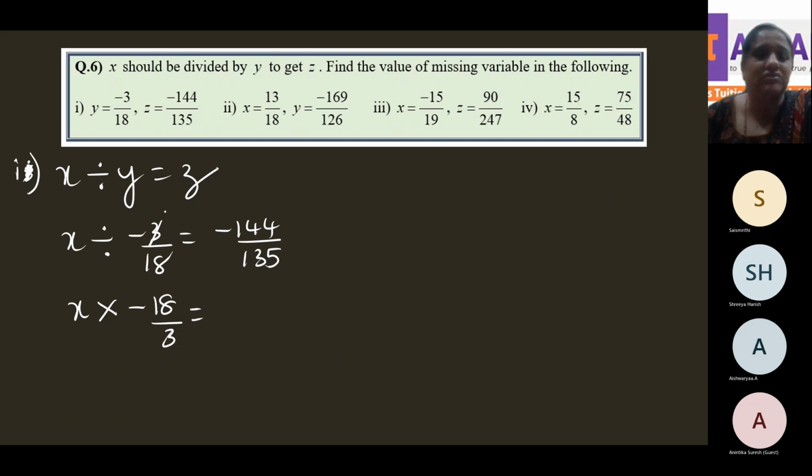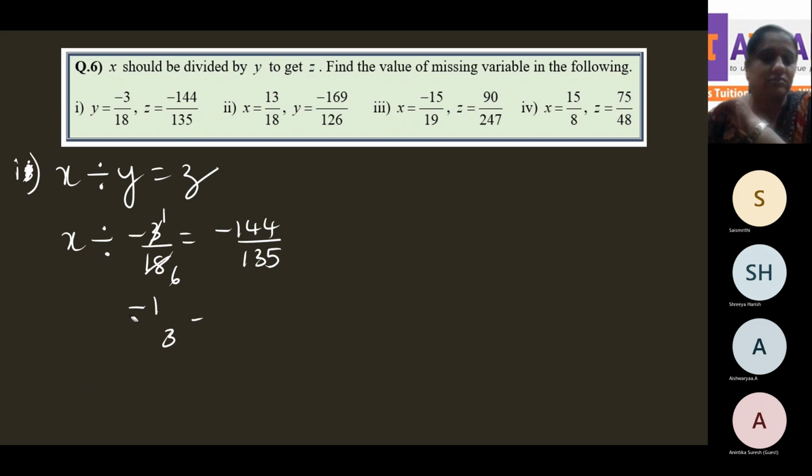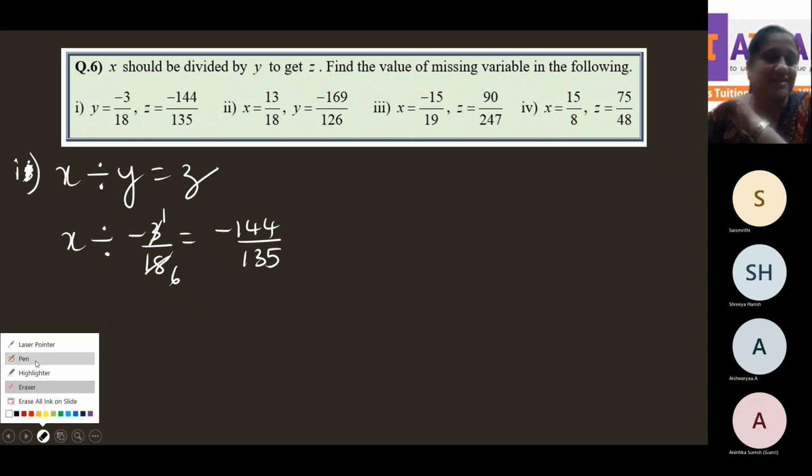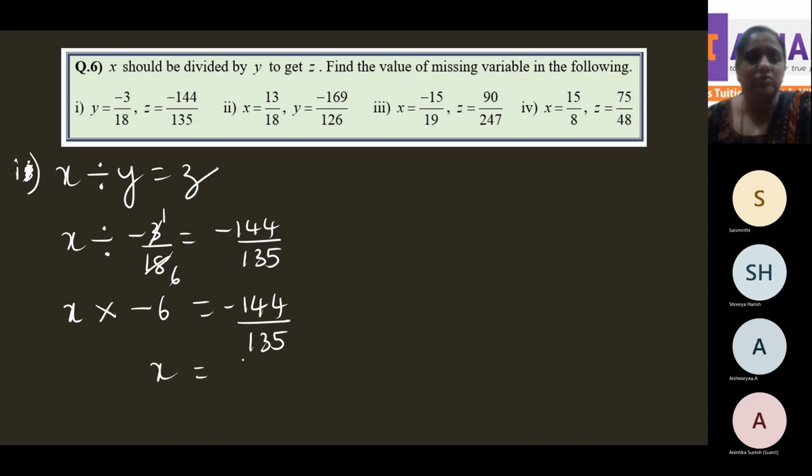3 ones are 3, 3 sixes are 18. No, ma'am, I solved it and I got the answer as minus 7 upon 13. Okay. So 3 sixes are 18. So in the next step, children, x into division becomes multiplication, and minus 1 by 6 becomes its reciprocal. That is 6 by 1, which is 6. So minus 6 is equal to minus 144 by 135. So now x is equal to minus 144 by 135.